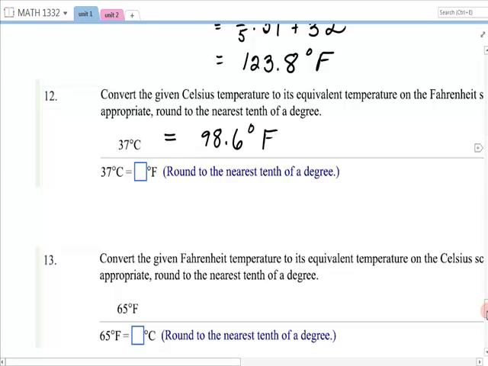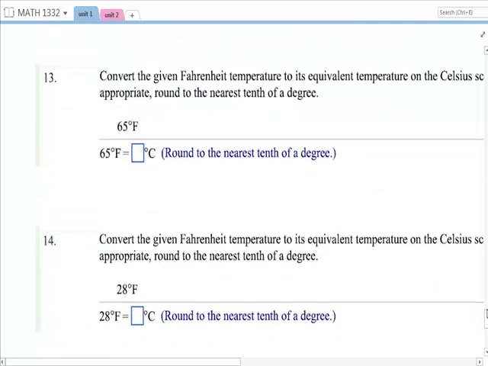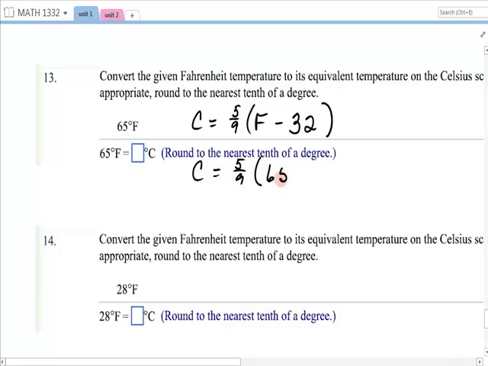All right, let's do just a couple going the other way. Now we're looking for a Celsius. So I'm going to use the formula. C is equal to 5/9 Fahrenheit minus 32. You have to use parentheses. And you can use them if you're using your TI-83 or 84 calculator. So C is equal to 5/9 parentheses 65 minus 32.